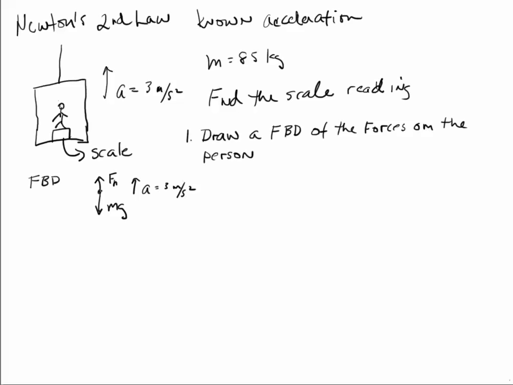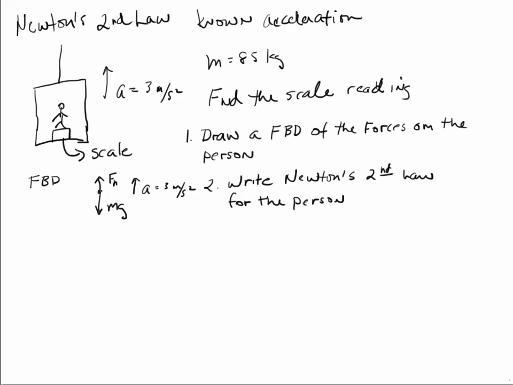I show you the free body diagram with the normal force pointing upward on the person. That is the force the scale exerts on the person, and the gravitational force on the person, which is the mass times the gravitational acceleration. And beside the free body diagram, I give the acceleration as 3 meters per second squared.